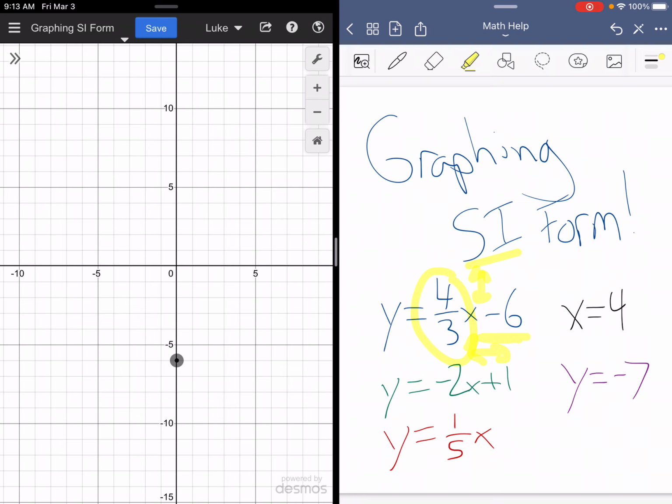And since 4/3 is positive, my line should look like that. So I'm going to go up 4 over 3 like this. And there we go. That is y equals 4/3 x minus 6.